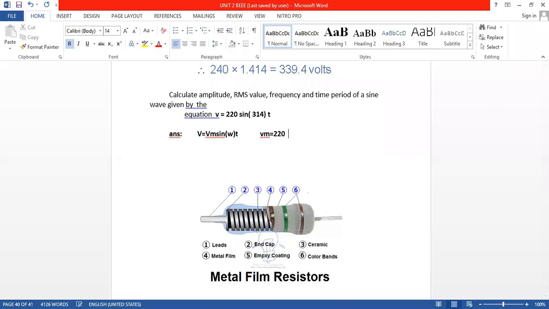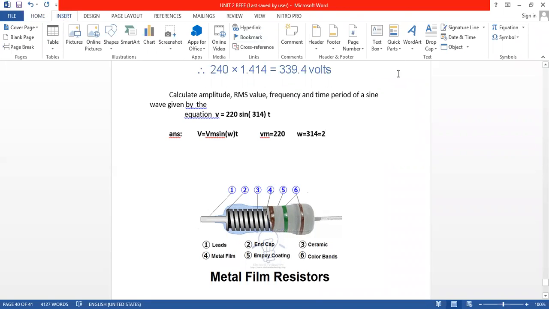Now tell me, how much is omega? Omega is equal to 314. And the omega formula is 2 into pi into f. 2 pi f. Understood? So what they're asking, first amplitude. First bit is done. This amplitude is nothing but Vm, which is equal to 220, the peak value.